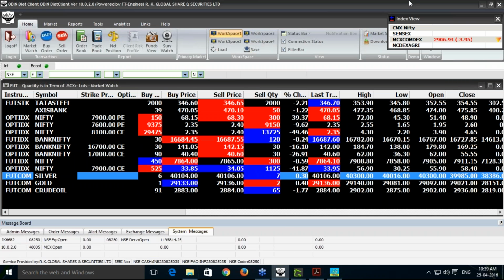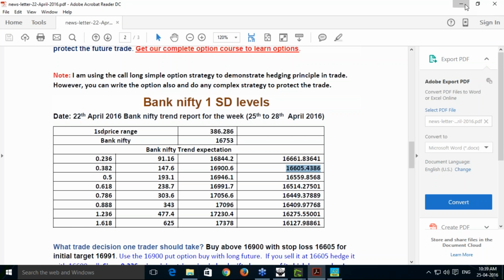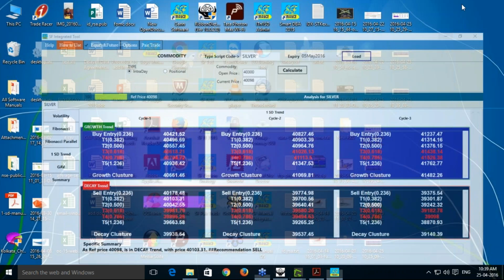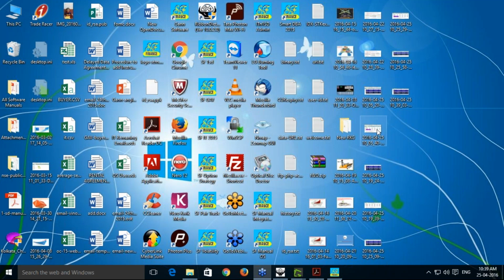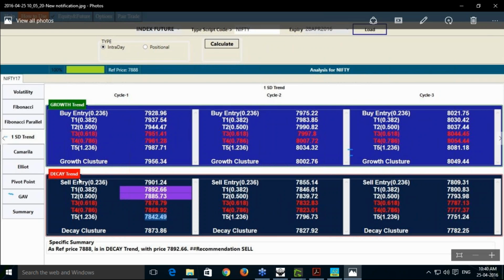Intraday levels we have already taken for the Nifty and Bank Nifty. I will repeat it again before I conclude. So this is the first thing we have done in this.